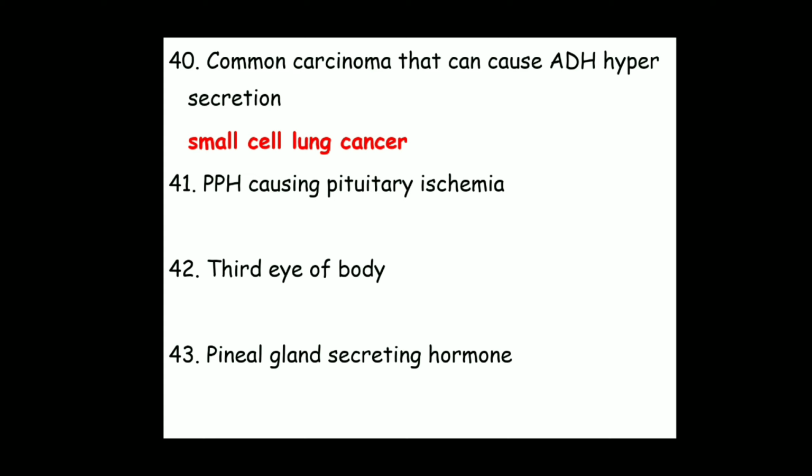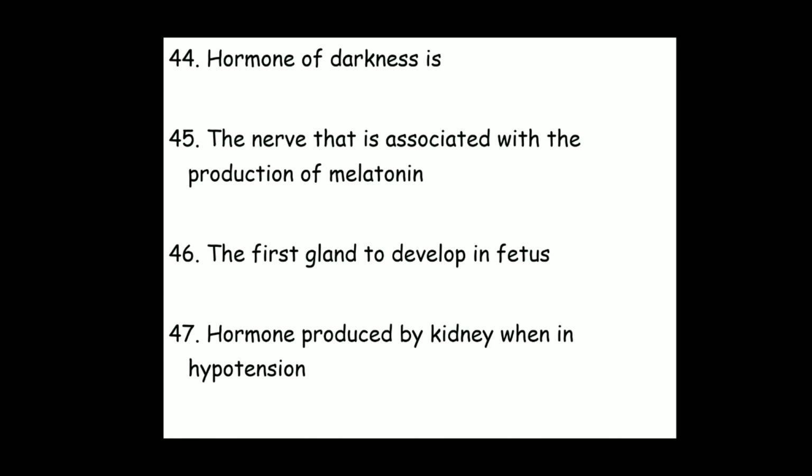PPH causing pituitary ischemia: Sheehan's disease. Third eye of body: pineal gland. Pineal gland secretes the hormone melatonin. It helps to maintain the circadian rhythm. Hormone of darkness is melatonin. The nerve that is associated with the production of melatonin, it's all about dark and light, so it is the optic nerve.